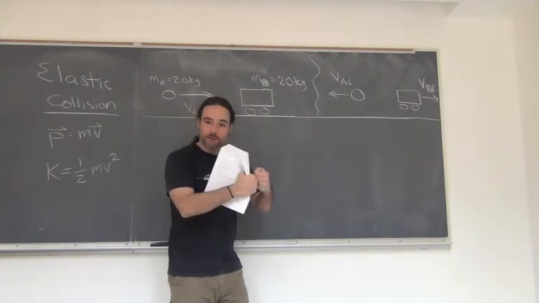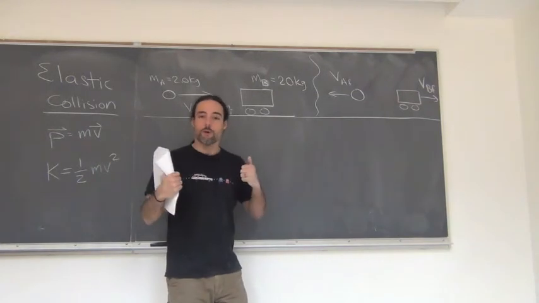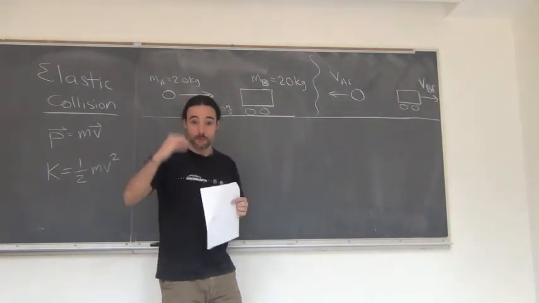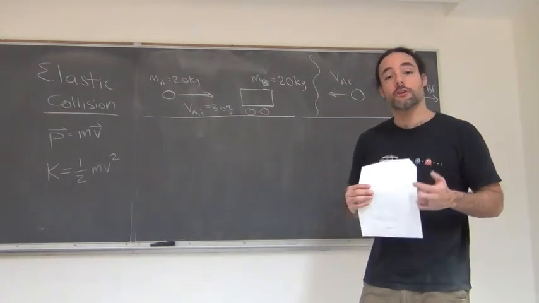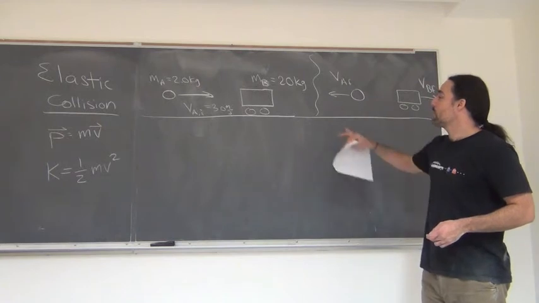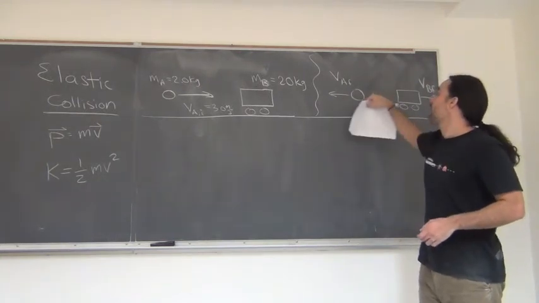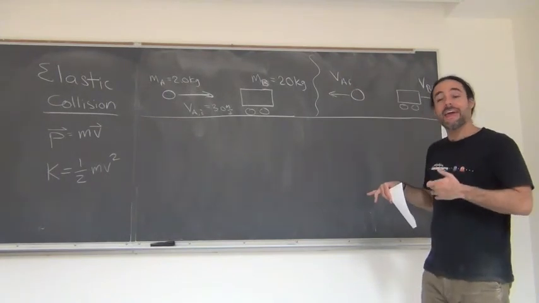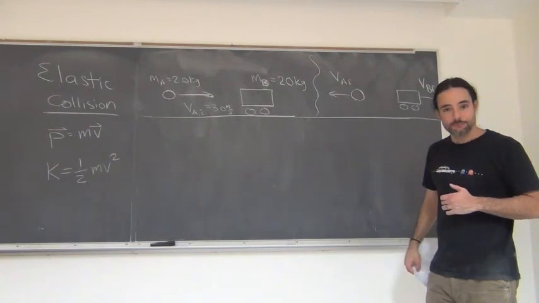So the superball comes in, bounces off this way, the wagon goes that way, and the superball and the wagon are moving away from each other. That's what an elastic collision is going to look like. It's going to be things bouncing off of each other. So I want to come up with some equations that describe this system, because I want to predict how fast the superball and the wagon are going to be moving away from each other at the end.